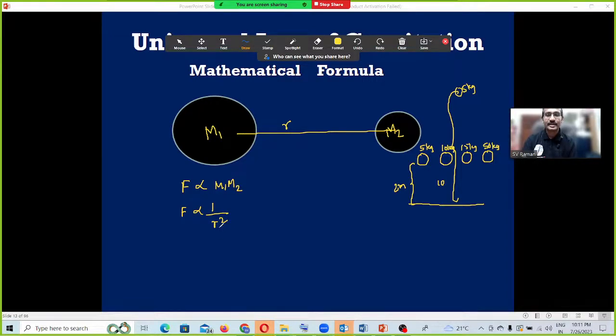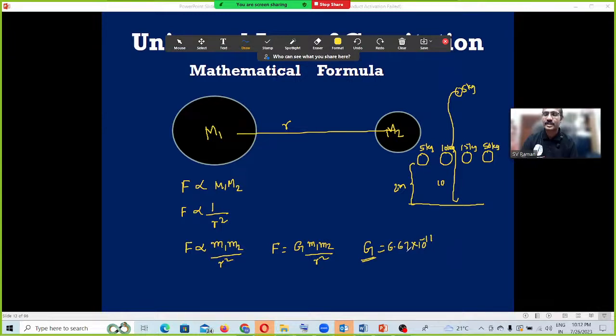Now both you can add it. Together you write it. So we can write F is directly proportional to m1 m2 by r square. Now the proportionality constant capital G. So F is equal to capital G m1 m2 by r square. So capital G is universal gravitational constant, which is 6.67 into 10 to the power of minus 11.